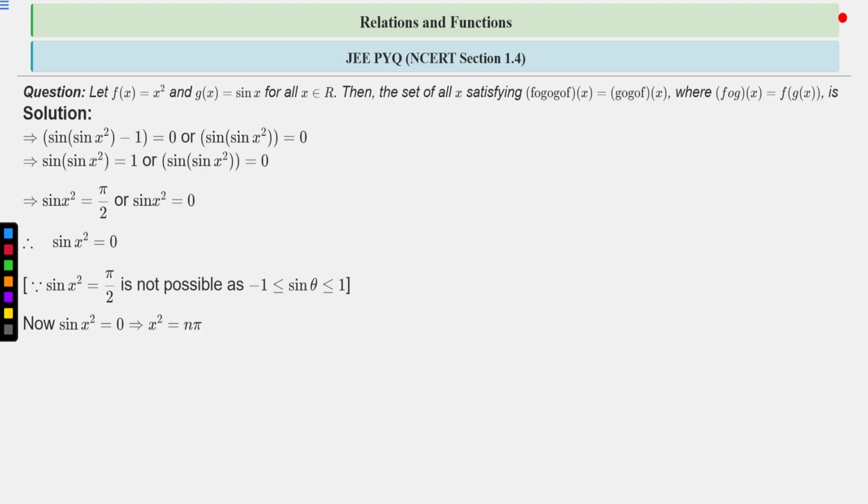Now sine of x square is equal to 0. This implies x square is equal to n pi. Hence we can say that x is equal to plus minus root over n pi, where n is equal to 0, 1, 2, 3, and so on till infinity. That is, n takes all non-negative integer values. Clear?